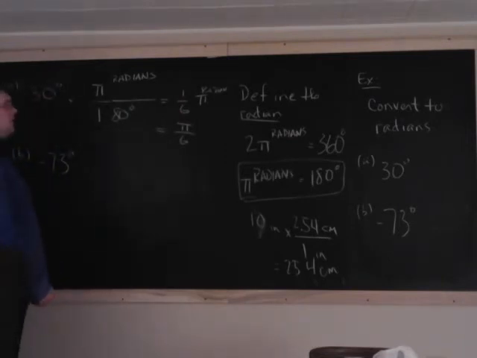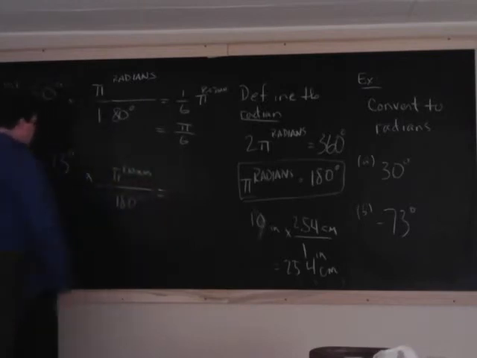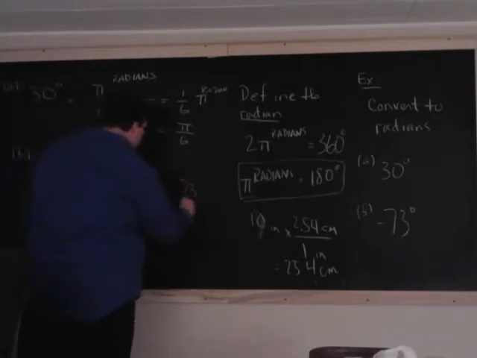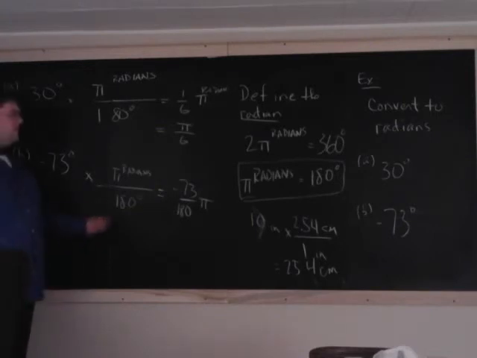But we want to convert negative 73 degrees to radians. Well, we have degrees, so we'll divide by degrees, and we'll multiply by radians. 73 is a nice prime number, so this fraction does not reduce. So we have negative 73 over 180 pi radians. So we just followed the conversion.